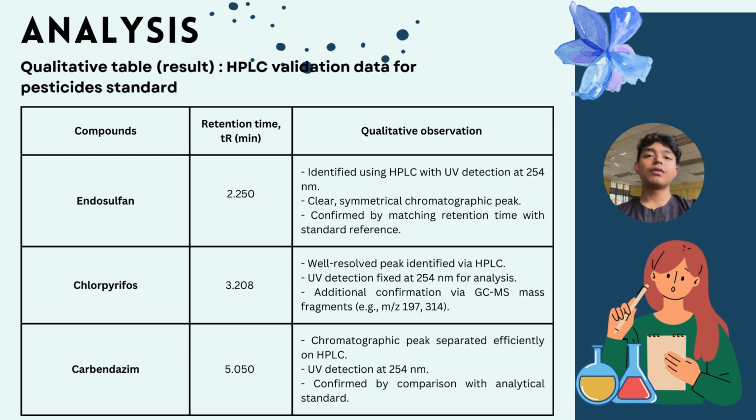Okay, next is the chlorpyrifos. The retention time is 3.208 minutes. A well-resolved peak was identified using HPLC with UV detection at 254 nanometer. Additional confirmation was obtained via GC-MS with characteristic mass fragment. This ensures a high level of accuracy in identifying the compound. And lastly, carbendazim. Retention time about 5.050 minutes. The chromatographic peak was efficiently separated using HPLC UV detection at also 254 nanometer, and identification was confirmed by comparison with an analytical standard.